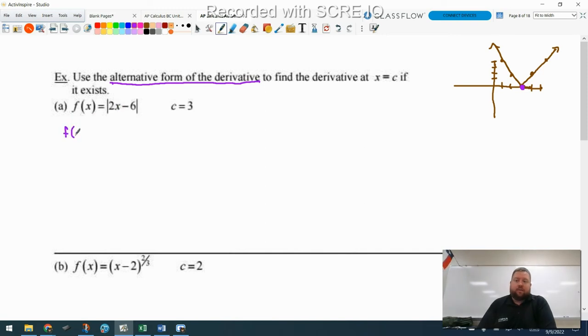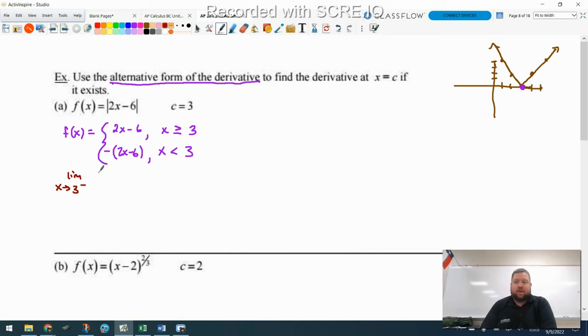What's going to be helpful here is we're going to rewrite f of x as a piecewise function. Remember that the absolute value function is equal to whatever's on the inside as long as your x values are greater than or equal to whatever number makes the inside 0. We know that's 3. And then your absolute value is equal to the negative version of whatever's on the inside whenever x is less than that same number. Now we're going to use the alternative form of the definition of derivative. We're going to do the limit as x approaches 3 from the left.